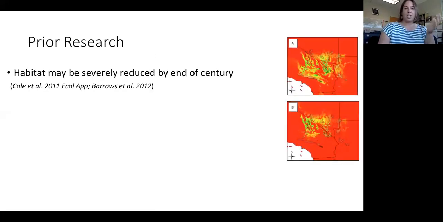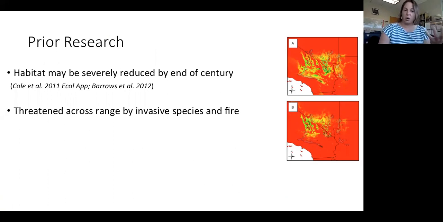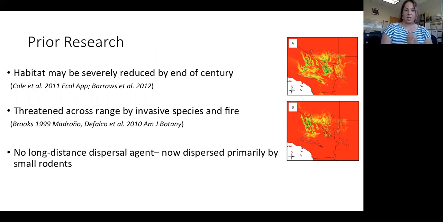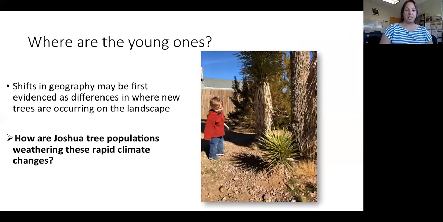So prior research had shown that habitat, this was at a very coarse scale, might be reduced by the end of century. The trees are threatened by invasive species and fire. I actually toured a fire site two days ago with Mojave Desert Land Trust, looking at an area that had burned, and they're really concerned about the reproduction of Joshua trees at that site. So it's something that they're not adapted to, and is a problem for them. And again, no long distance dispersal agent. So how do they make these jumps to other cooler climates is a question. And then where are the young ones in the landscape?